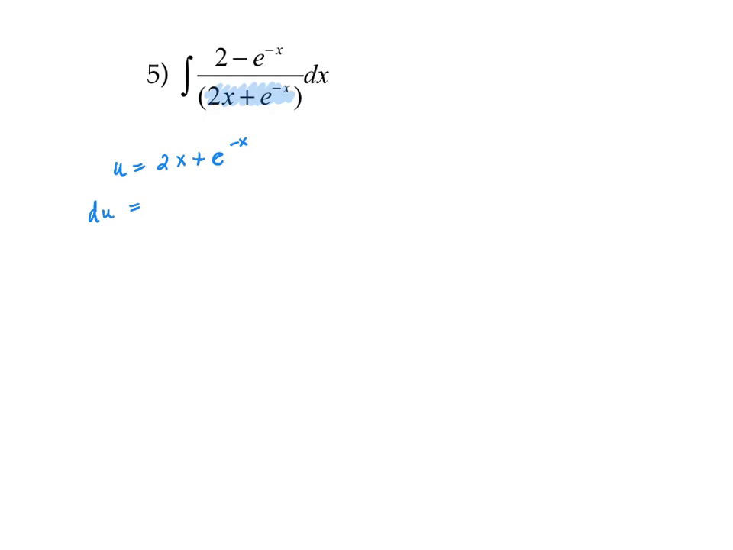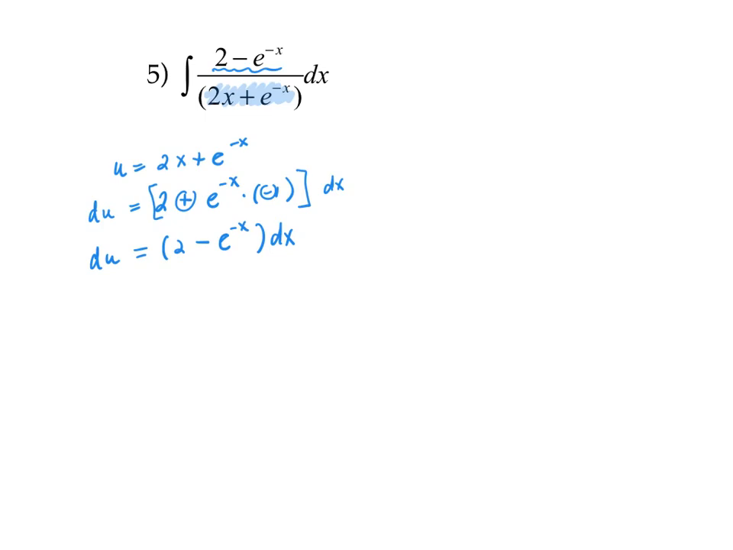The derivative of 2x is 2. The derivative of e to the negative x will be e to the negative x times the derivative of the exponent, which is negative 1. And we need a dx on the end here. And with a little bit of rewriting, we have du is equal to 2 minus e to the negative x dx, because we have a positive times a negative right there. And if you check it out, that's our numerator.